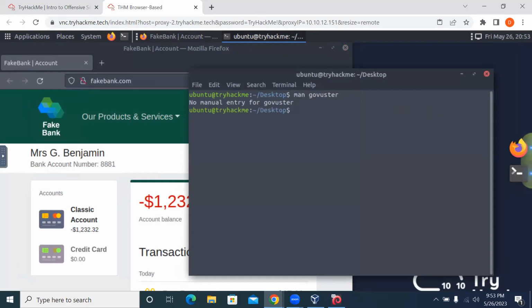So no manual entry for GoBuster, right? So let's clear the screen and just do the tasks that we are asked to do. First of all, you call the tool that you want. After calling the tool, you go ahead and add other things, right? GoBuster is the tool that you want.